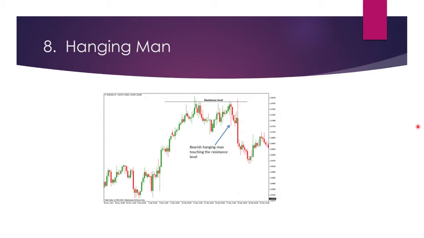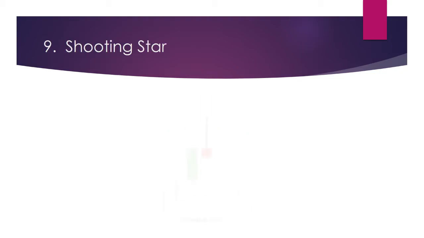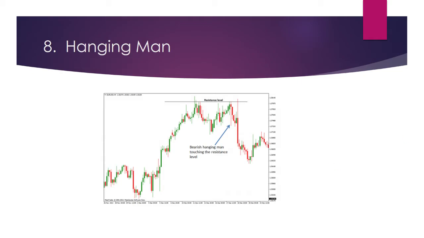Although the candle can either be bullish or bearish, a bearish candle adds more weight to its interpretation. A hanging man is a bearish reversal pattern depending on the market condition around it. On the chart, the hanging man formed near the resistance level, which I showed you right here.